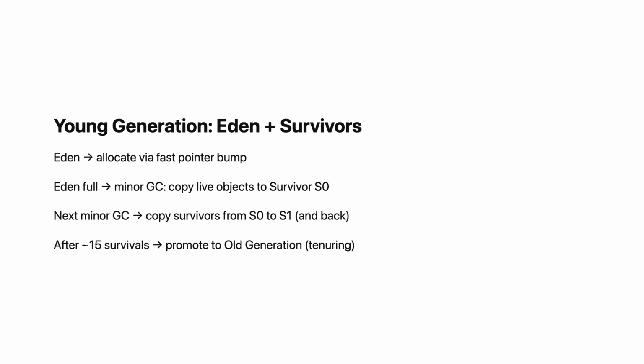Objects that survive a minor GC get copied between the two survivor spaces, back and forth, each time a minor GC runs. After an object survives a certain number of these cycles, typically around 15, the collector says, "Okay, you are clearly not temporary," and it promotes the object to the old generation. This process is called tenuring.